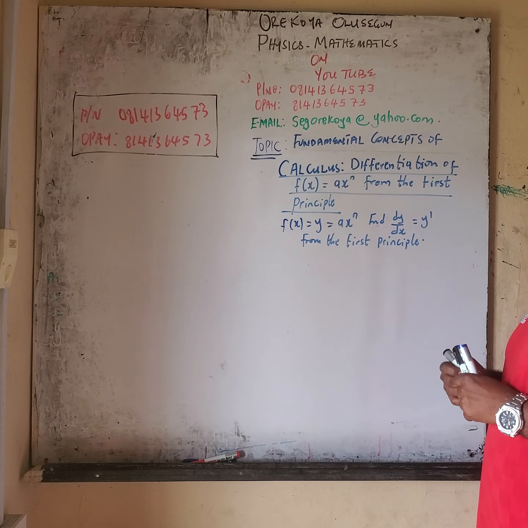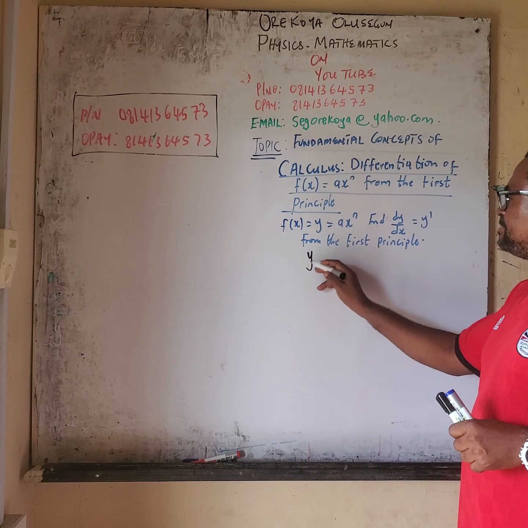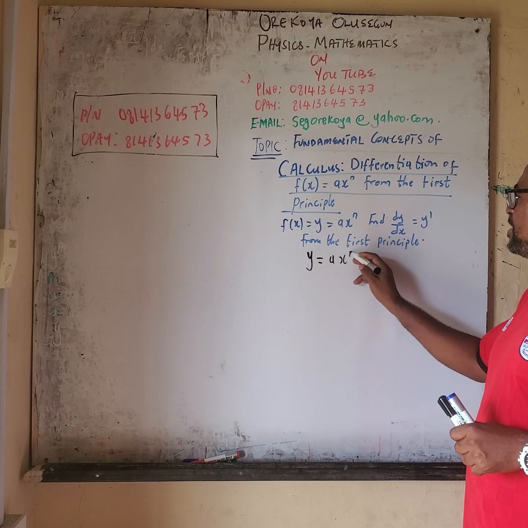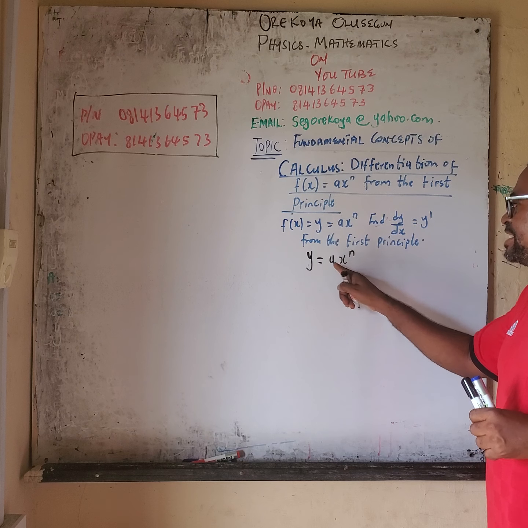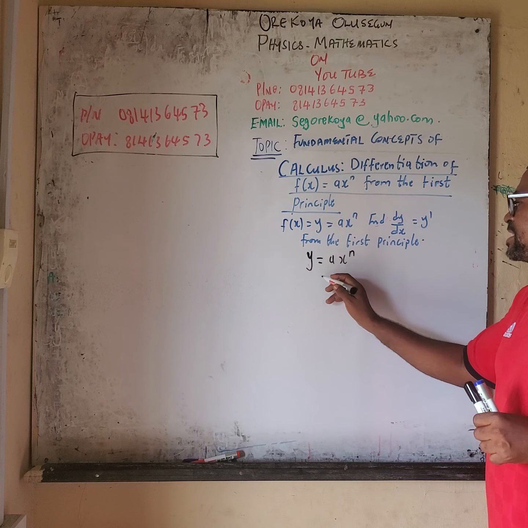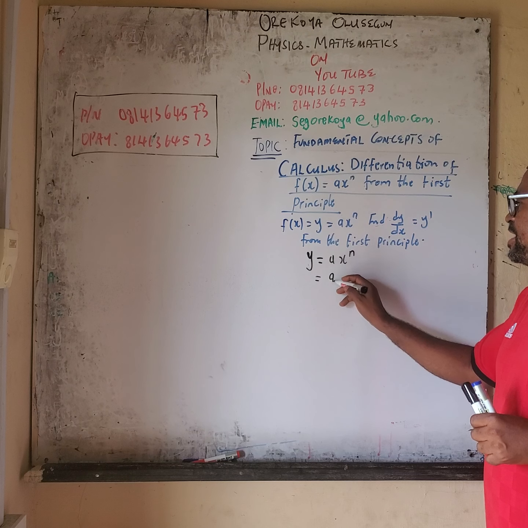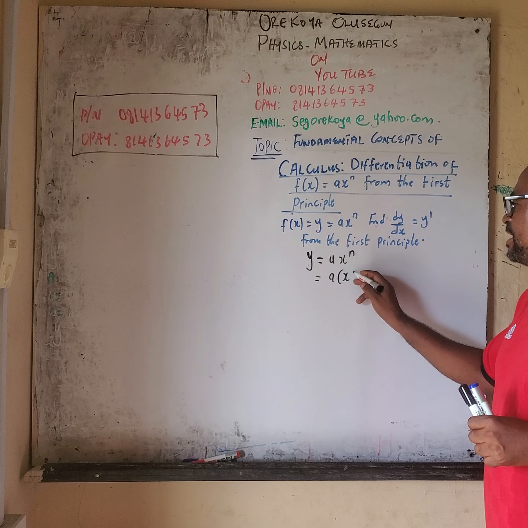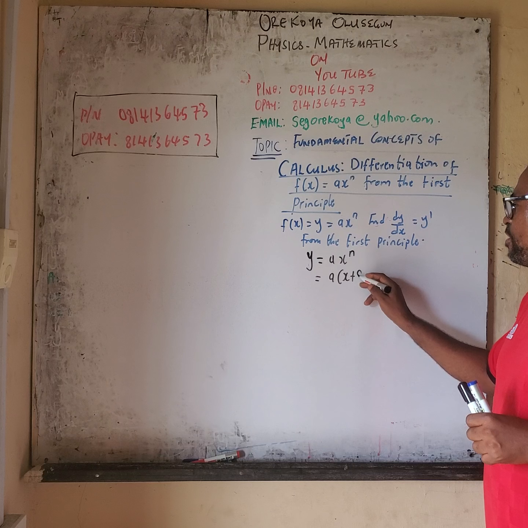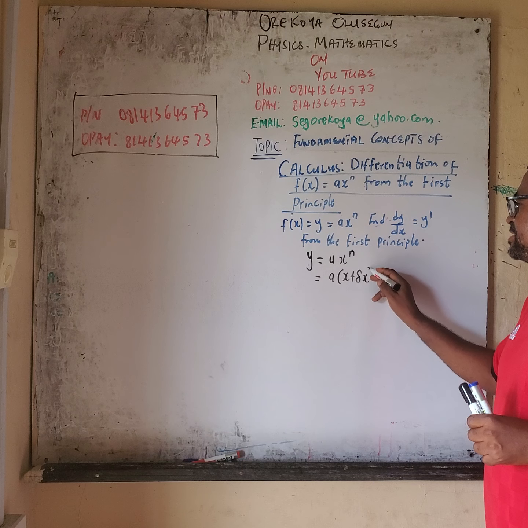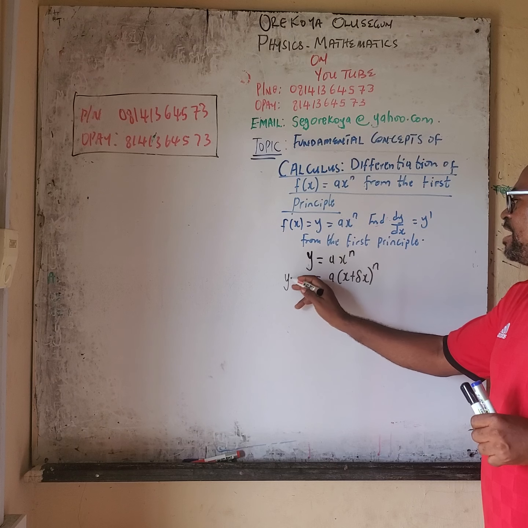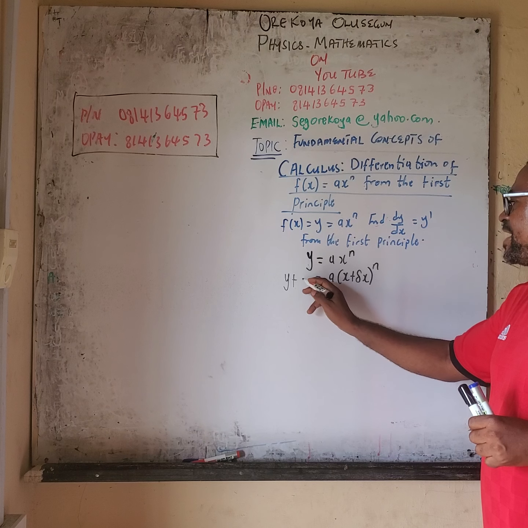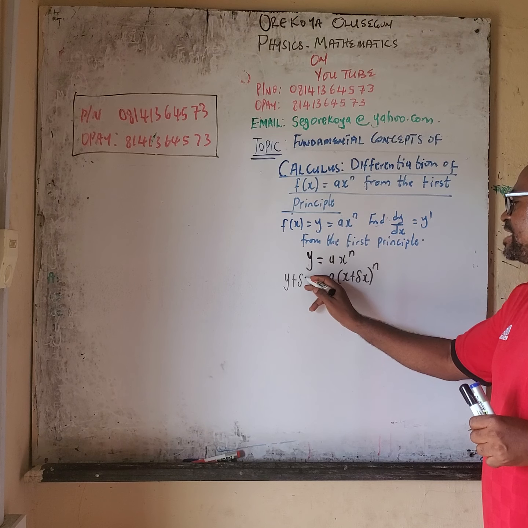Now, what we are going to do, let me write y equals ax raised to power n. When there is a little change in x, there will be a change in y. So let's say there is a little change in x, call that change in x as delta x, then raised to power n. Then I will have a change in the dependent variable y, which is y plus delta y.